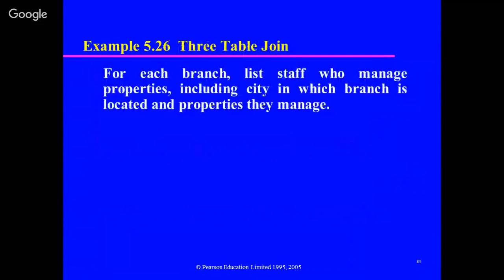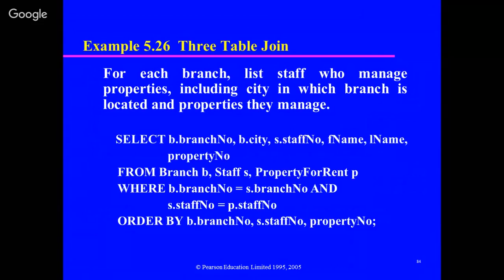This is a three table join. Now I'm saying for each branch, list the staff who manage properties, including the city in which the branch is located and the properties they manage. Now you can see in my select clause, I am displaying the branch number and the branch city from the branch table, staff number, F name, L name from the staff table, and the property number from the property for rent table.